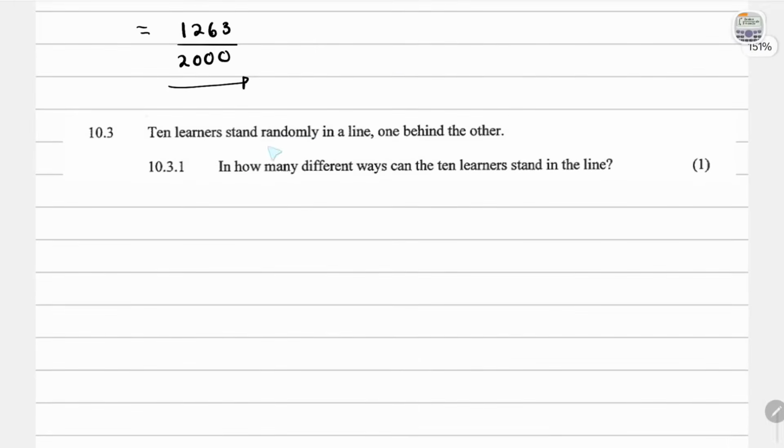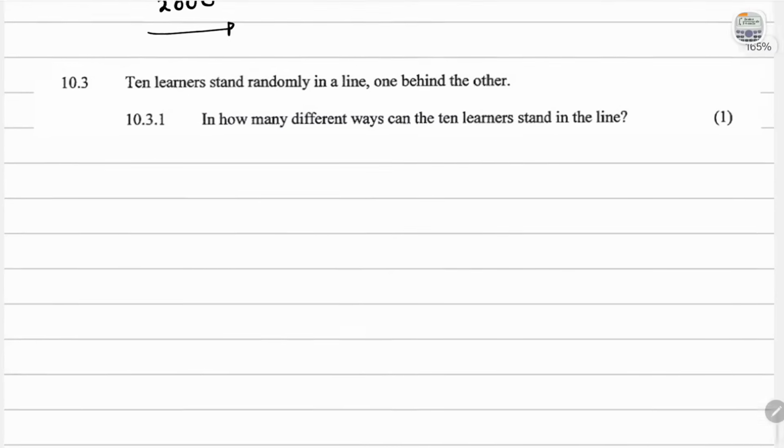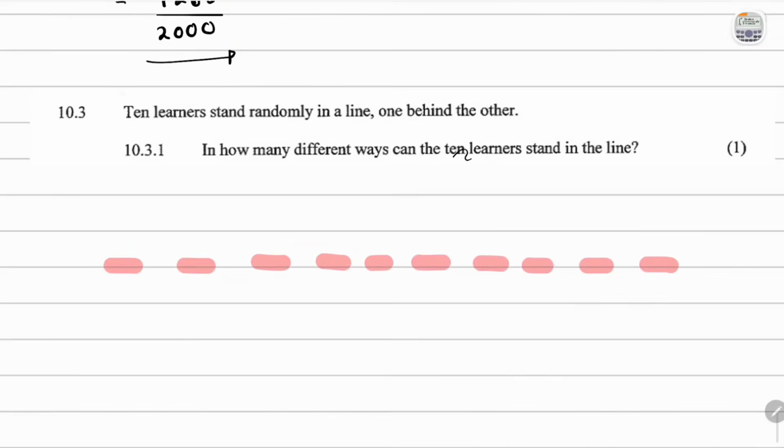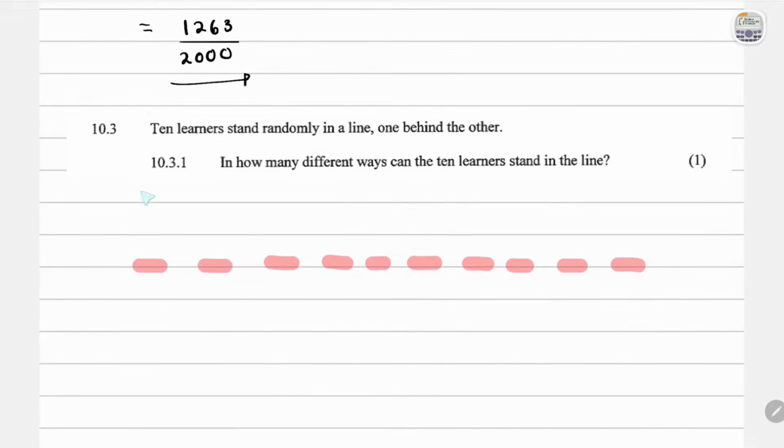Question 10.3. 10 learners stand randomly in a line, one behind the other. 10.3.1 says, in how many different ways can the 10 learners stand in a line? You just have 10 learners, 1, 2, 3, 4 to 10, and we're seeing the different ways they can stand in this line. The first learner has 10 different places to stand: position 1, or 2, 3, all the way to the 10th position. Once the first learner is standing, the second learner has 9 more places to stand in.